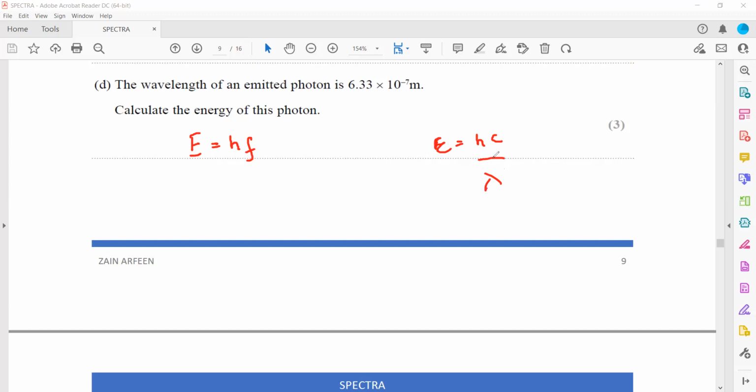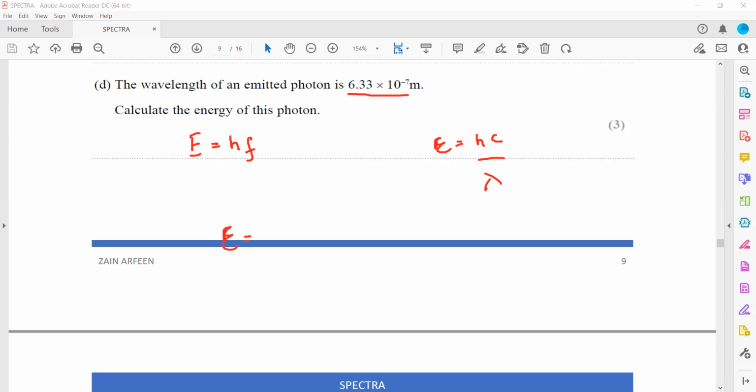Separately, you can work out the frequency by speed divided by wavelength and then substitute in the formula E equals hf, or you can directly use the formula hc over lambda to get the final answer, where h is Planck's constant, c is the speed of electromagnetic radiation, which is 3 times 10 to the power 8, and the wavelength is given in the question, which is 6.33 times 10 to the power minus 7. So we just have to substitute these values.